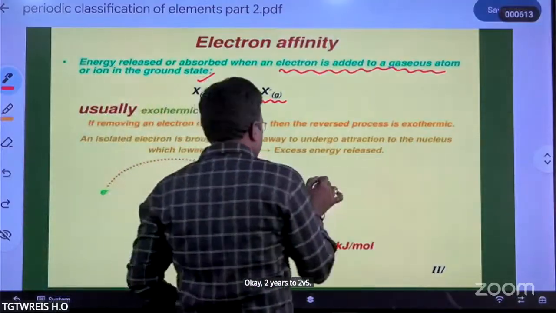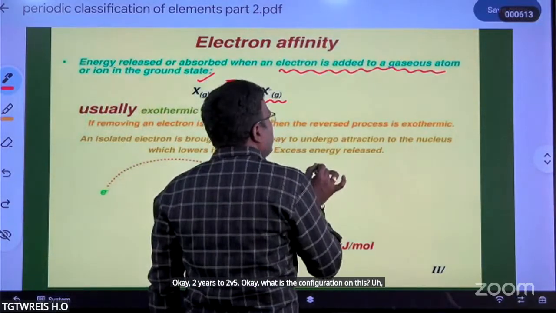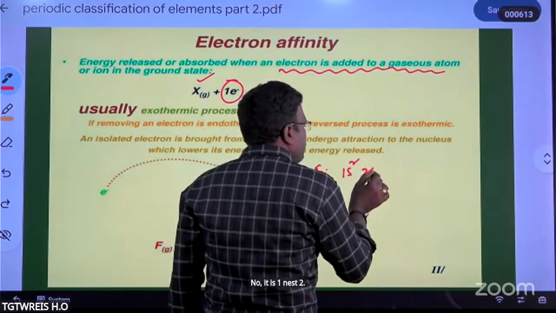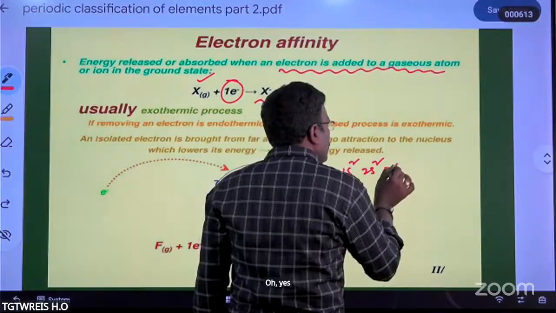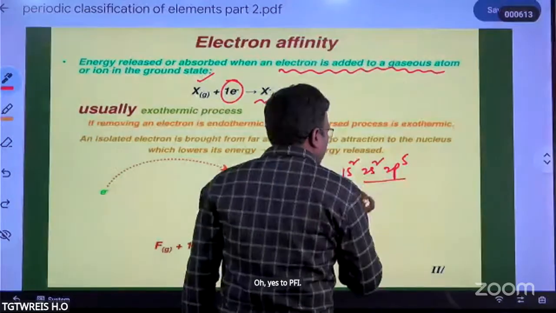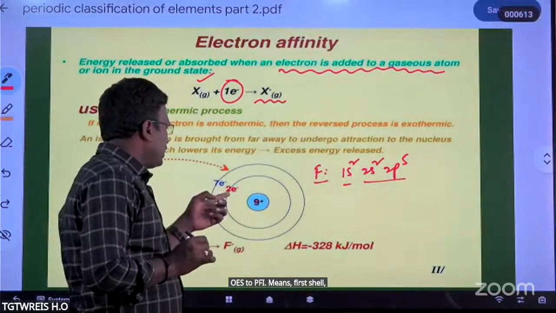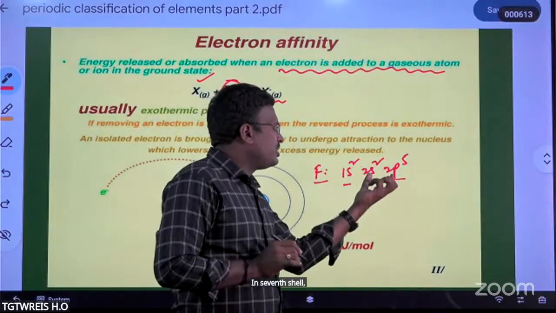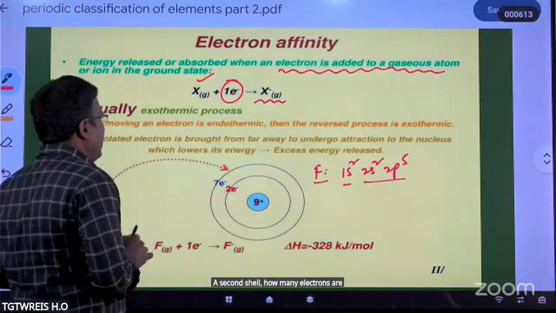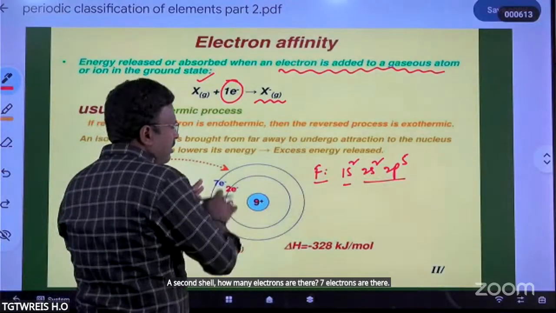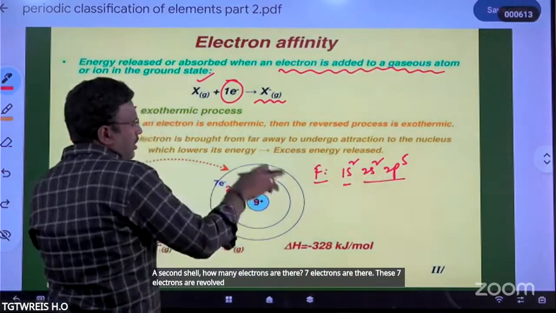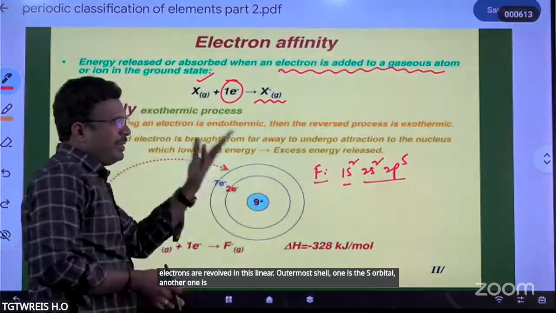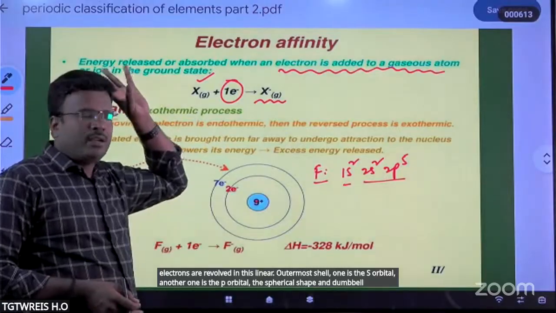Okay, what is the configuration of fluorine? Fluorine is 1s2 2s2 2p5. First shell, how many electrons are there? 2 electrons. In the second shell, how many electrons are there? 7 electrons are there. These 7 electrons are revolving in the outermost shell. One is the s orbital, another one is the p orbital, the spherical shape and dumbbell shape, right?